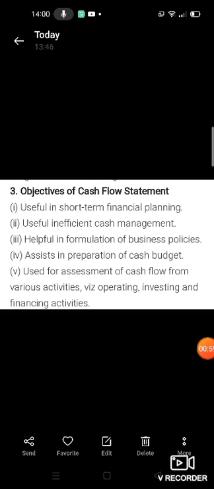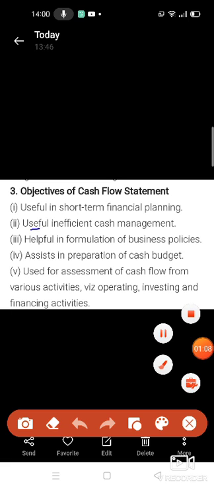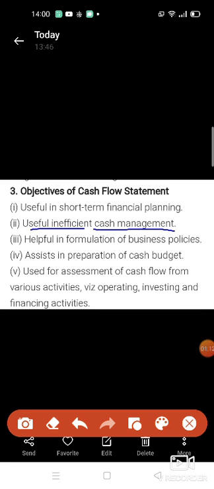Objectives of cash flow statement. Useful in short term financial planning. Useful in efficient cash management. Cash flow statement is helpful in formulation of business policies. Cash flow statement assists in preparation of cash budget.